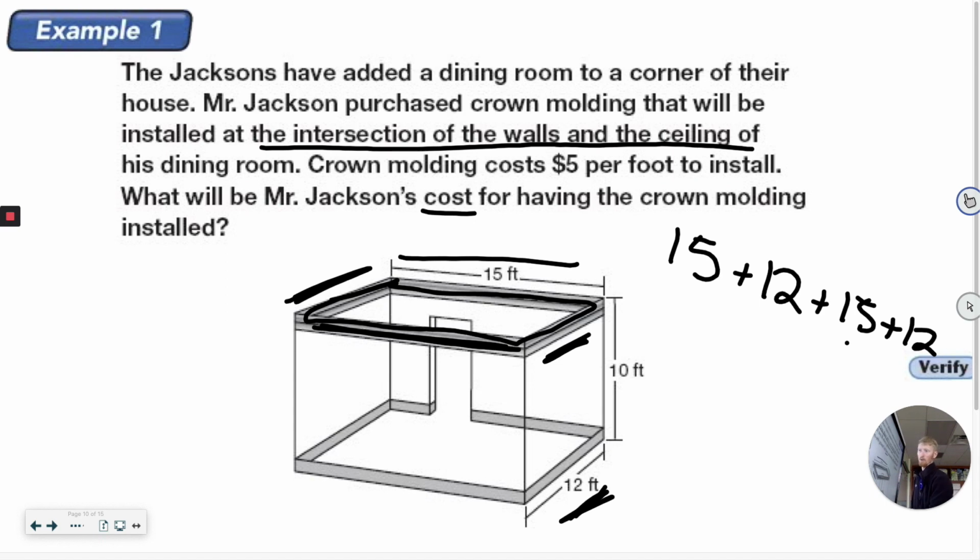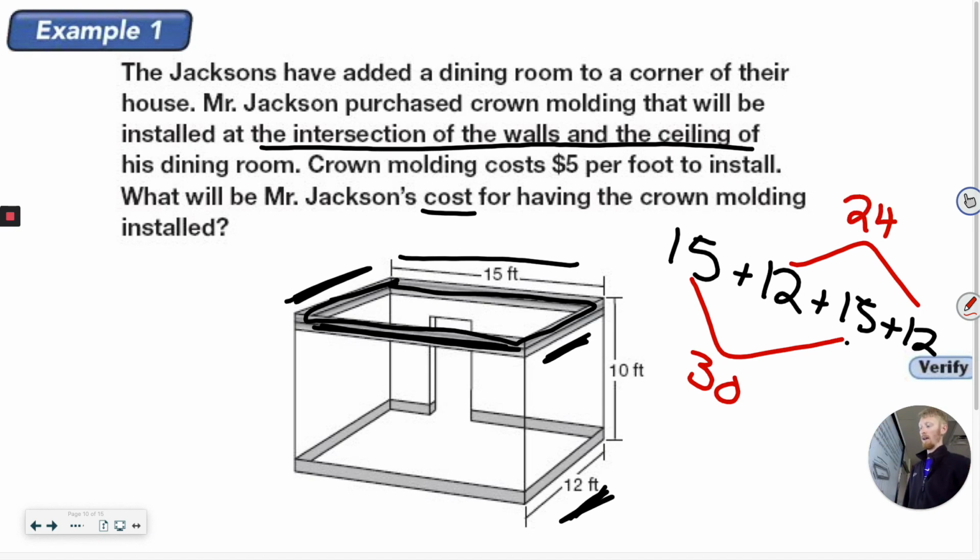I'm going to add those by doing 15 plus 15 because mentally I know right away that's 30. And then 12 plus 12 because mentally right away I know that that's 24. And then I add those up, 30 plus 24, and I can do that mentally too, 54. So it's 54. And then be careful about what unit you use. Here they have feet, so 54 feet since it's perimeter.